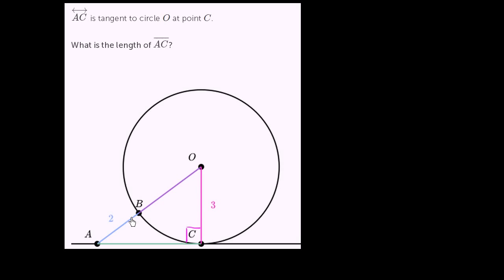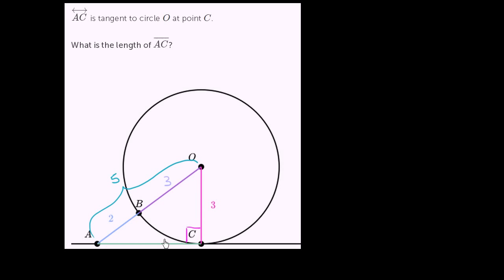But the thing that might jump out in your mind is OB is a radius. It's going to be the same length as any radius. So this is going to be 3 as well. It's the distance between the center of the circle and a point on the circle, just like the distance between O and C. So this is going to be 3 as well. And so now we are able to figure out that the hypotenuse of this triangle has length 5.